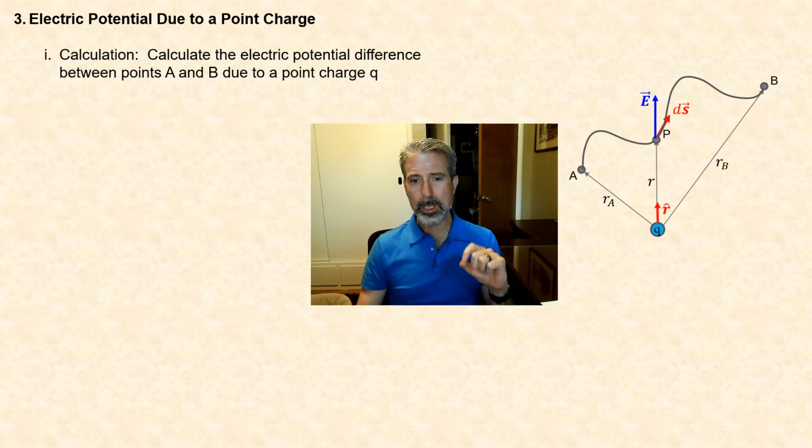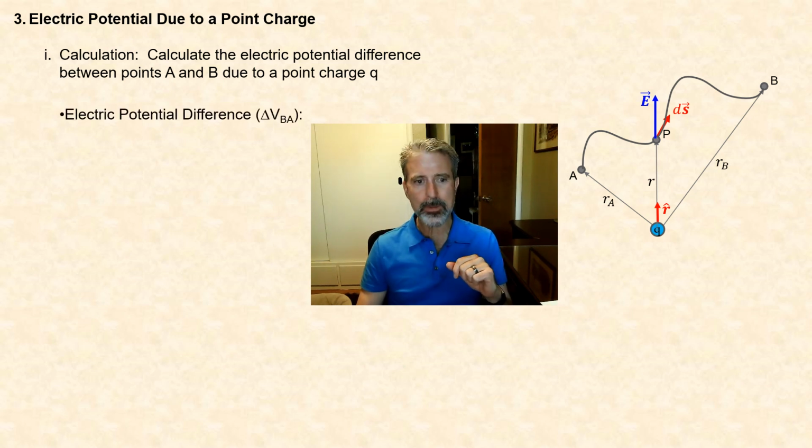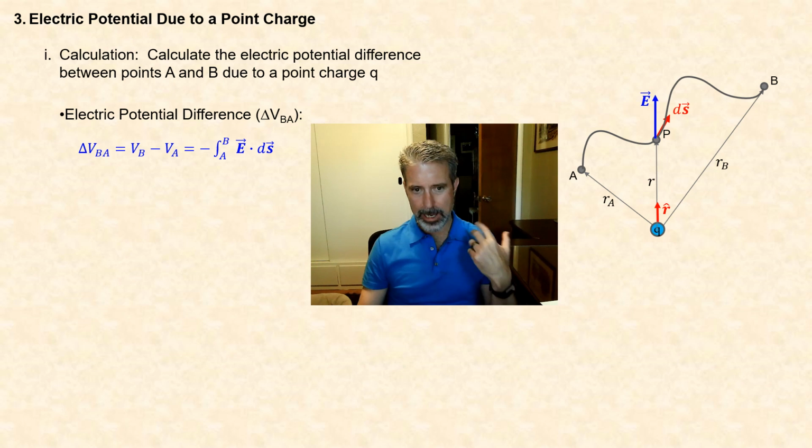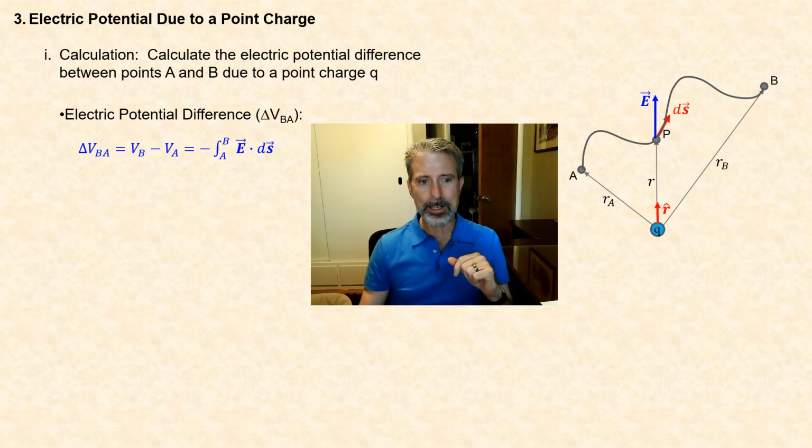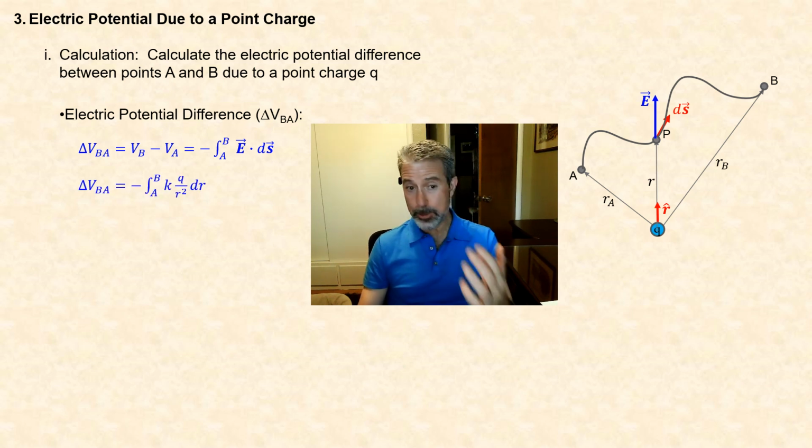So continuing where we left off on the previous slide, now that we know what that integrand looks like, we're in a position to calculate that electric potential difference, which is what we get by integrating that integrand and taking the opposite of it. This is just our definition of electric potential difference. So when we substitute in the expression that we just derived, kq over r squared dr, we now have to actually evaluate that integral. We'll do this in a couple steps.